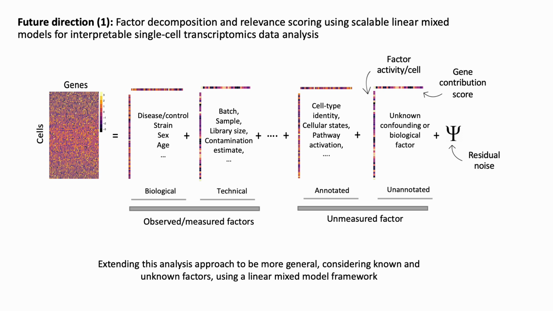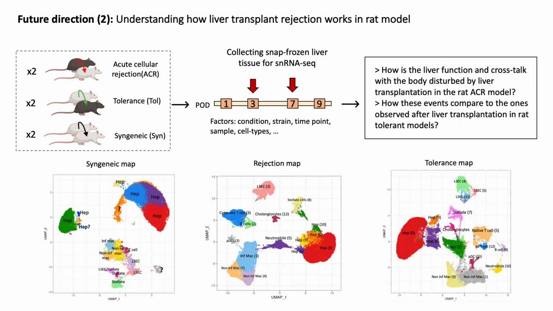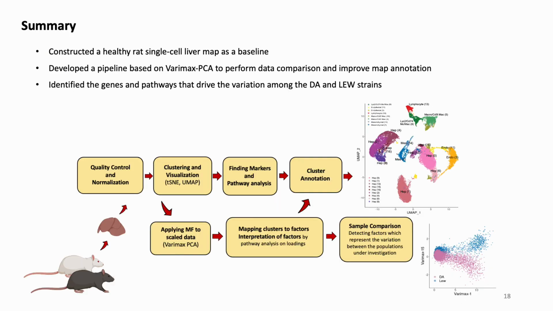In the next steps, we plan to extend this analysis approach and perform a joint estimation of the relevance of both observed and unmeasured factors using a scalable implementation of generalized linear mixed models. We also aim to understand how liver function is disturbed throughout the transplantation. To address this question, we have gathered samples from syngeneic, rejected, and tolerant rat livers at 2 different time points. I'm currently generating the transcriptomics map of the 3 models and aim to compare them using our established pipeline.